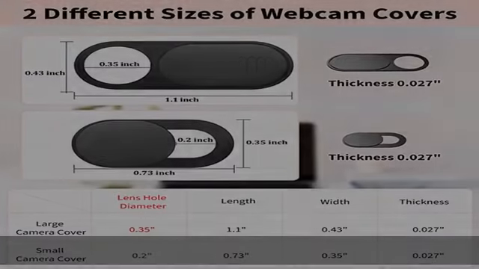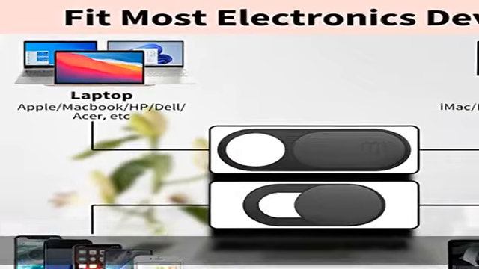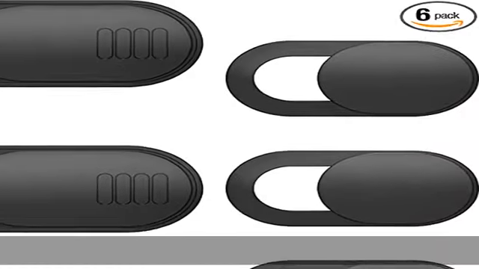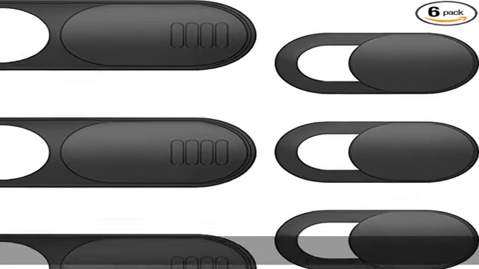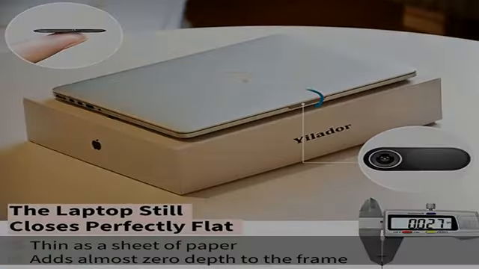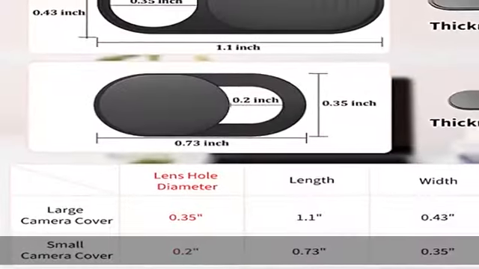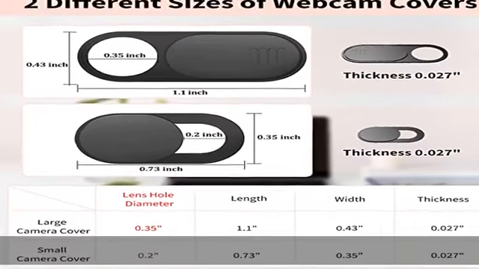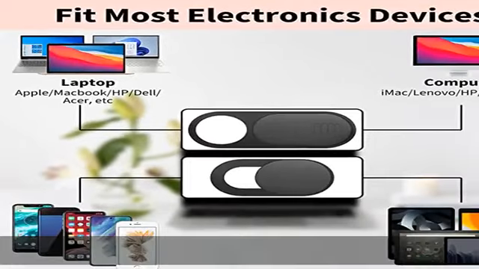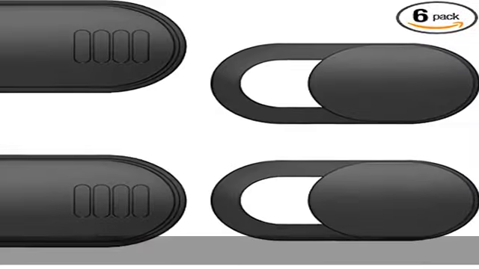Two sizes of camera covers, large 0.35 round hole, small 0.2 arch hole, are available to cover different sizes of lens and screen bezels. They are both suitable for a variety of devices. We recommend the large camera cover slider for laptops and computers, and the small camera cover for phones and tablets. No more worries about the covers being too small or too big.